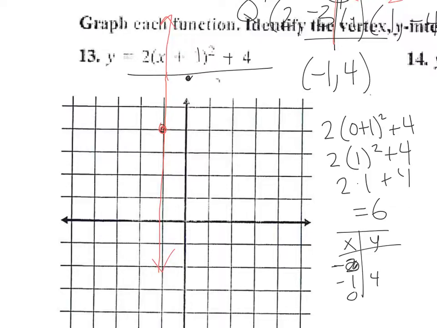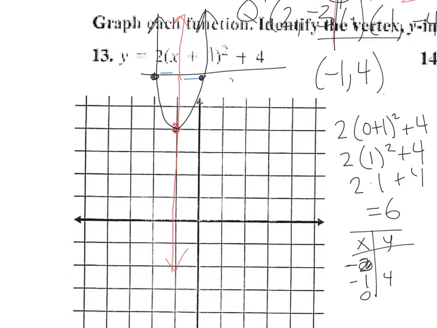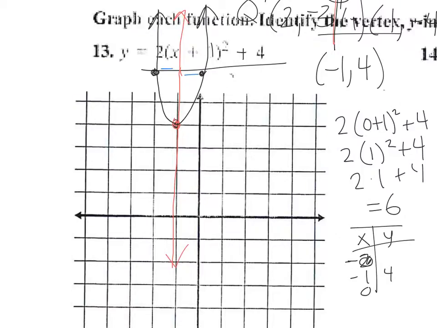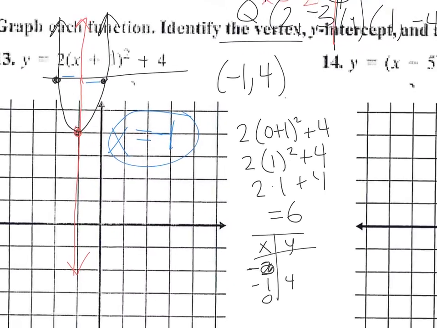If I know that these 2 points right here are on the parabola, and this is my line of symmetry, that means that this point has to be over here too, because these two are equidistant. So I can draw my parabola just like this. And then I'm done. Oh, I didn't write my equation for the axis of symmetry. So the equation is x equals -1. So use symmetry to graph your parabolas.